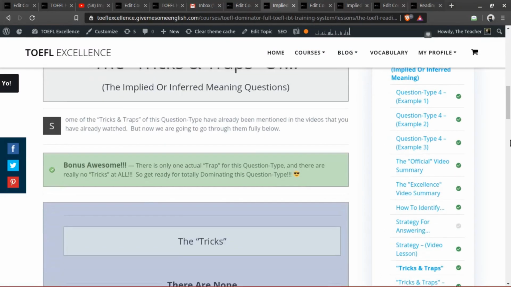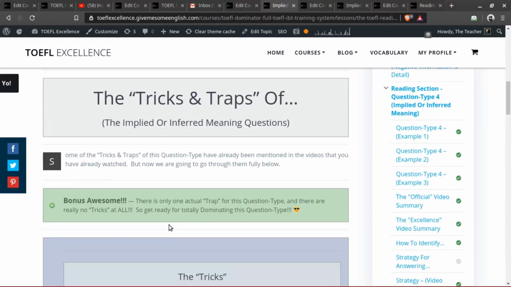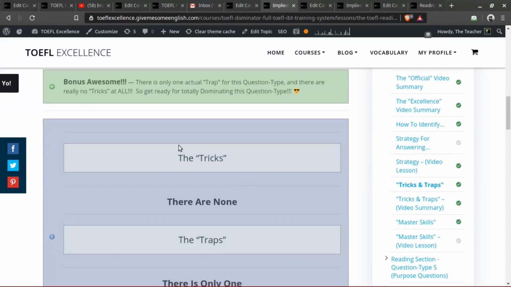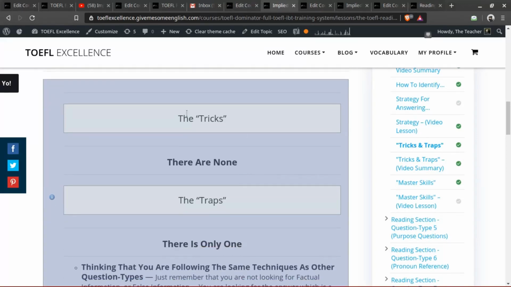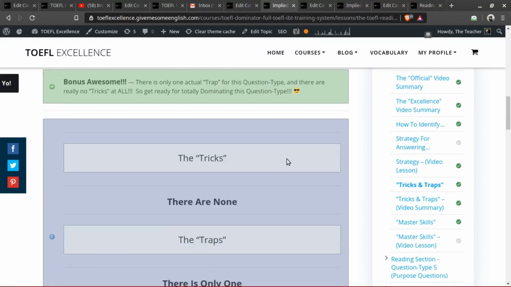Now, as far as the tricks and the traps here, as I stated, this particular question type really doesn't have any tricks. There's one which might be a partial trick, and I'll get to that, but I'm going to cover that in the master skills. But really just feel happy about the fact that there really aren't any things that the makers of the exams are doing to try to trick you with this question type. So that's awesome.